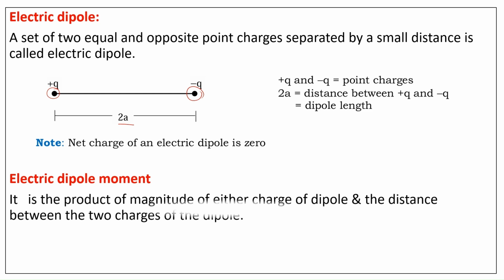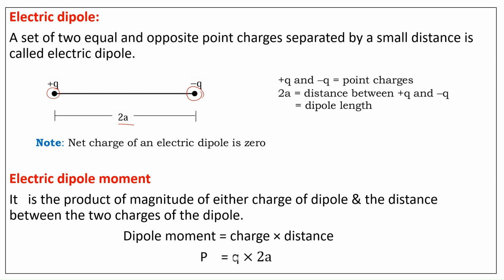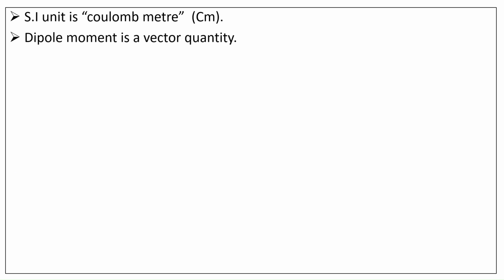Electric dipole moment. It is the product of the magnitude of either charge of the dipole and the distance between the two charges of the dipole. Dipole moment is equal to charge into distance. That is, p is equal to q into 2a. SI unit is Coulomb meter, Cm. Dipole moment is a vector quantity.